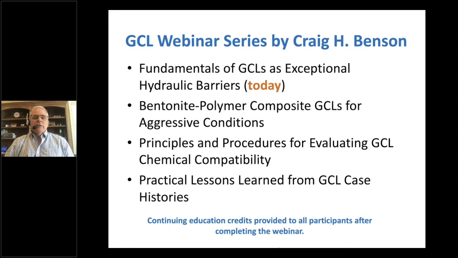The second webinar, which will be next quarter, will be on bentonite polymer composite GCLs. These are the new products that you'll see in the industry that are both a conventional GCL, but they also have a polymer hydrogel blended in with the bentonite. They have a very broad range of conditions that they can be used over, and they have a lot of special attributes which are quite a bit different than conventional GCLs that we need to be aware of.